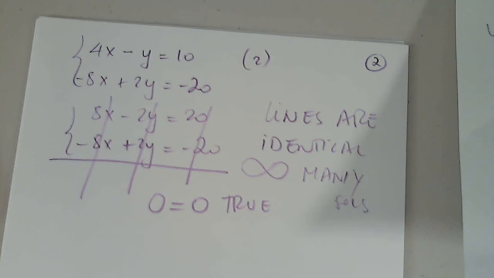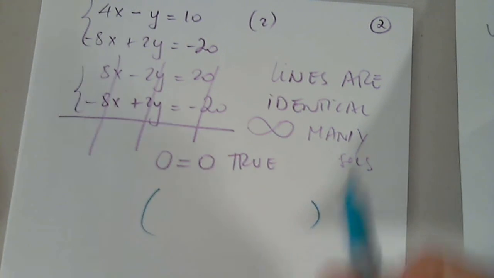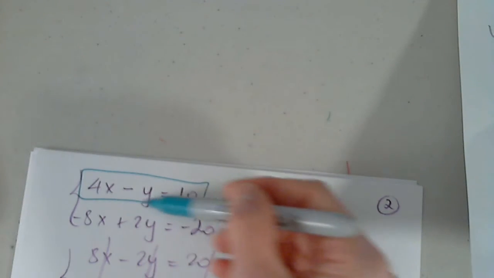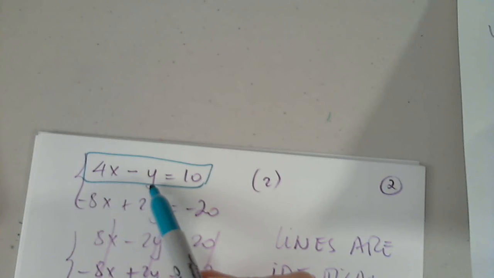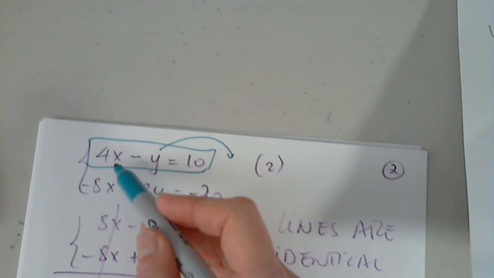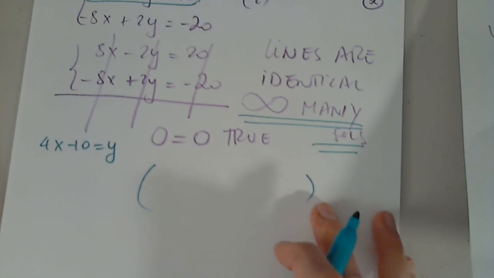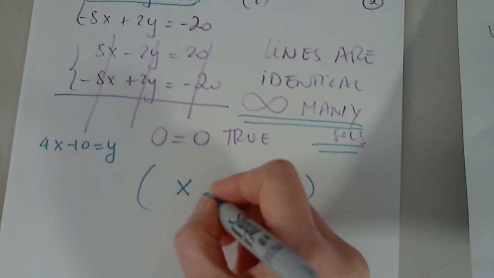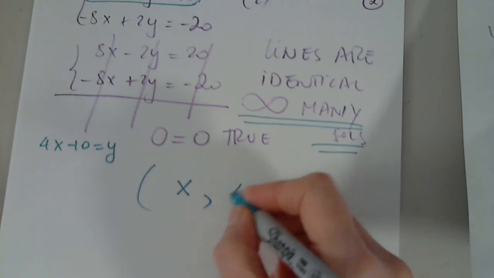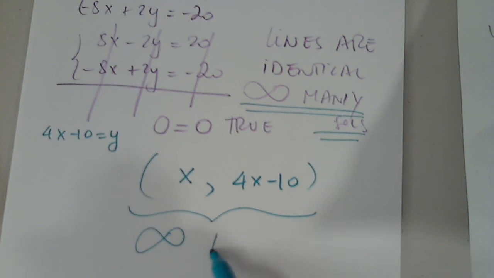Now, I'm not going to insist on this, but here is how we write the solution in this case. We look at this equation because I can solve it easily for y. So I will move y to this side and 10 to the other side. So 4x minus 10 equals y. So x can be anything, but y will depend on it. This is the way we like to write infinitely many solutions.